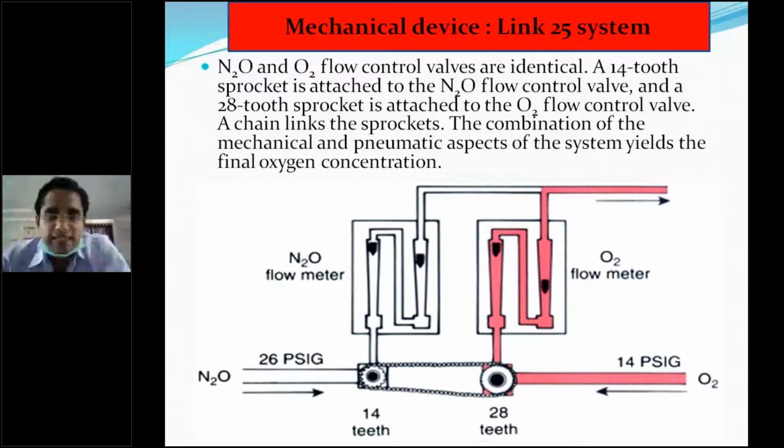So the 14 tooth sprocket is attached to the nitrous oxide flow control valve, and the 28 gears are attached to the oxygen. So when you move the chain links the sprocket, and you want to move nitrous oxide, it moves oxygen along with it. This is an important anti-hypoxia prevention device, because you can independently open oxygen but it won't move nitrous oxide. But if you want to give nitrous oxide to the patient, it also drags the oxygen. That means it is delivering oxygen along with nitrous oxide. So that is the main funda here, the safety system.